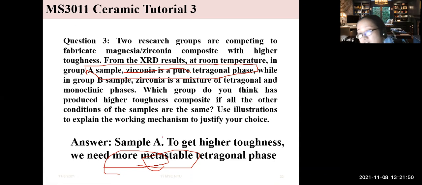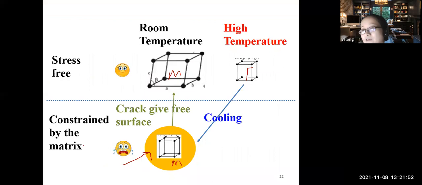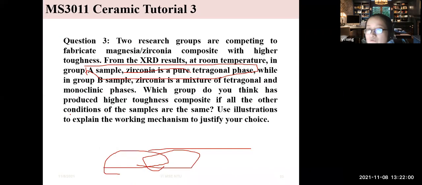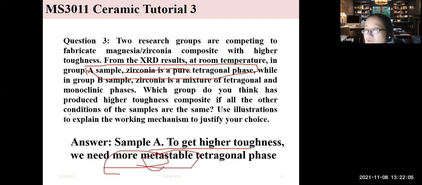Question 3. The answer here looks simple, but you have to give me the full answer: why is this phase transformation going to give you toughness? That's question 3. As I said, it's not a simple question, it's a difficult question.